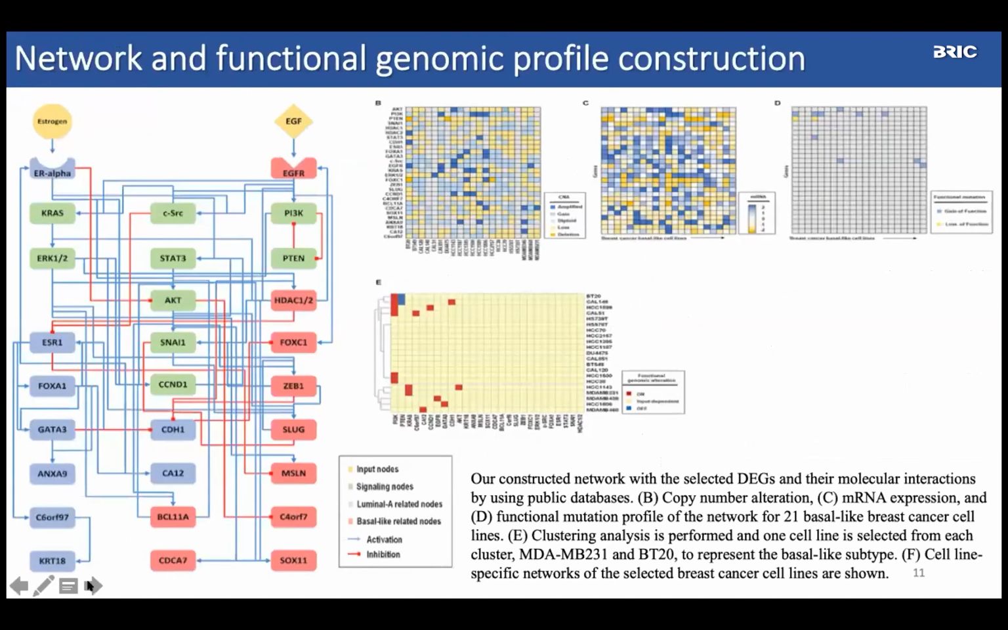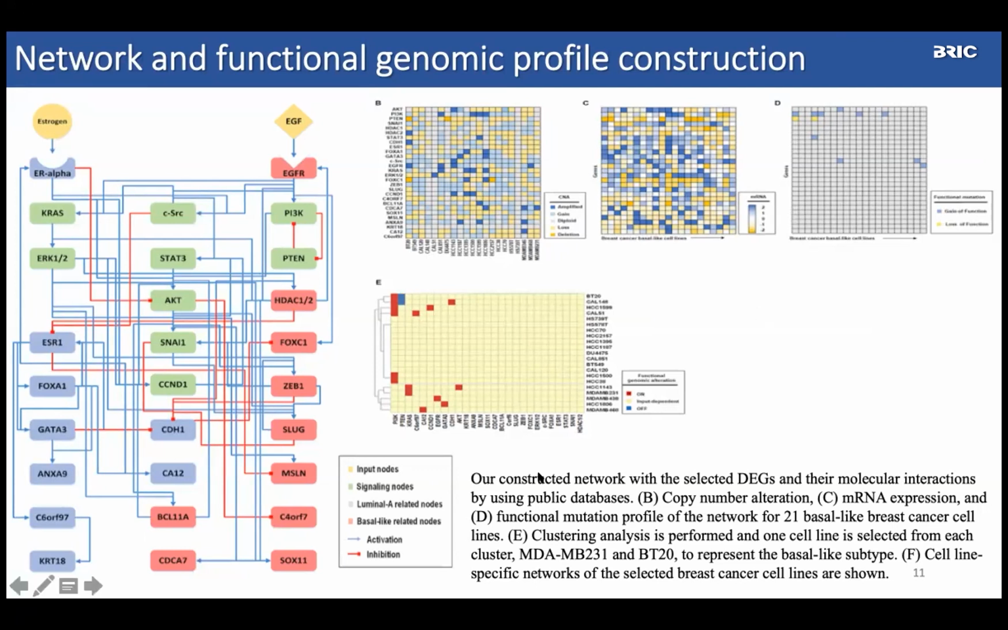So this is our final network model we constructed. This model has 30 nodes in total and 73 interaction links. Based on these genes, we also analyzed their copy number alteration, mRNA expression, and functional mutation profiles of these genes from 21 basal-like breast cancer cell lines. We did this analysis to construct a functional genomic profile that encapsulates every bit of CNA, mRNA expression, and mutation profile of these genes within the network model.